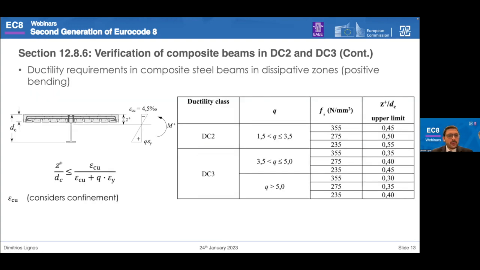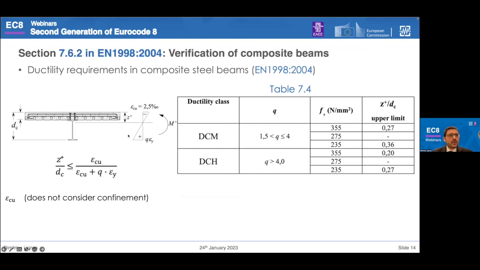Another aspect that I think is important relates to the ductility requirements in composite steel beams within a dissipative zone in positive bending. So the new table that you see here essentially is under the assumption that we consider the confinement in concrete at the top of the slab. So generally, with the confinement, the strain at crushing is in the order of 4 to 4.5 mil. And this is why the upper limit that you could now use to design composite beams and control crushing is actually much more generous compared to what you had before.